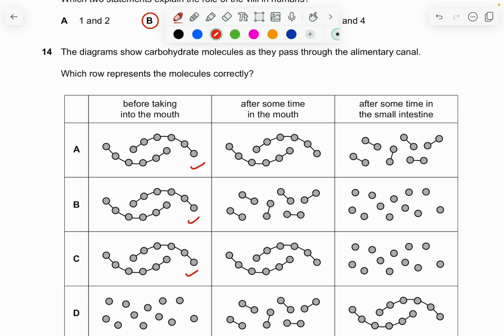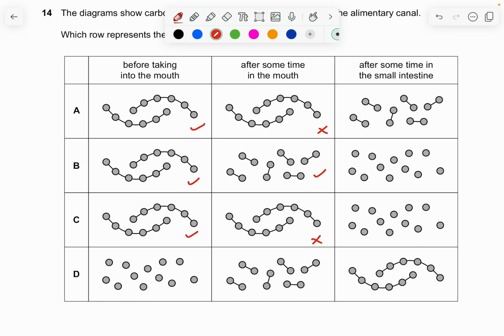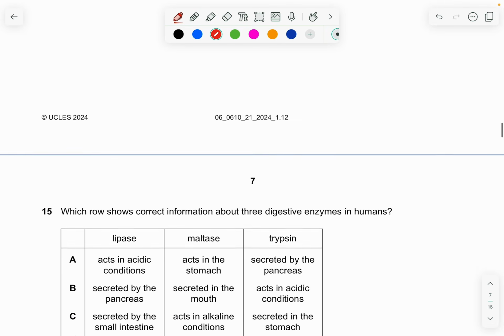So it has to become smaller. It cannot remain the same all the while. So this is also incorrect. Then later on, after some time in the intestine, they will again break down the sugar molecule into an even smaller form, which is glucose. So glucose is one single molecule like that. So the answer is B. If there are any questions for this, feel free to ask in the comment section below.